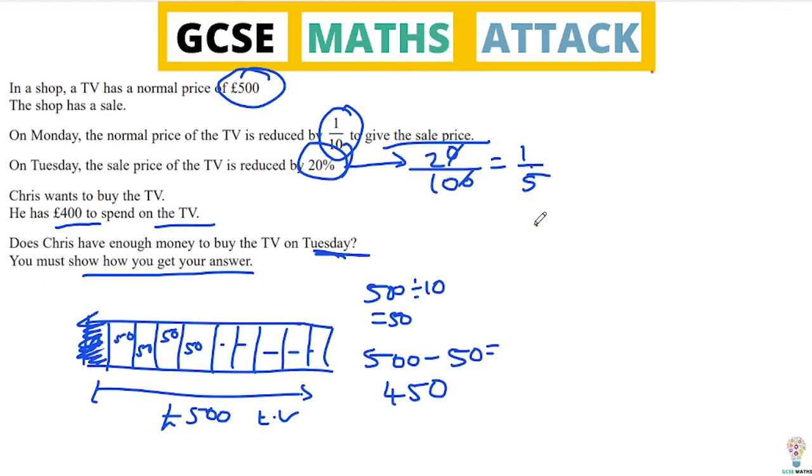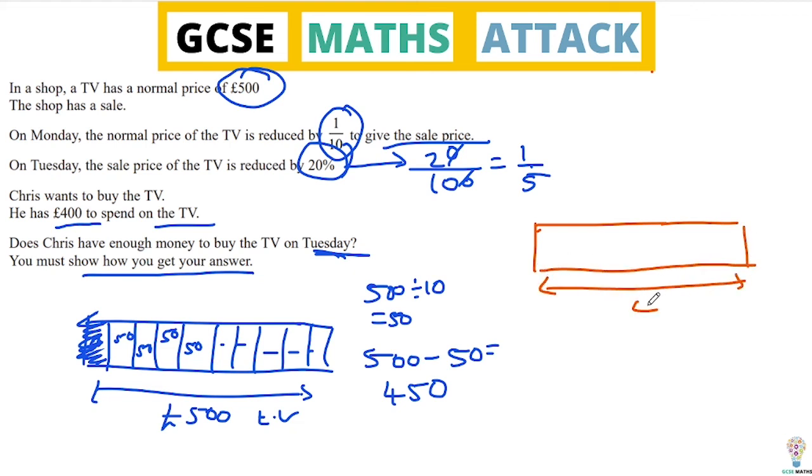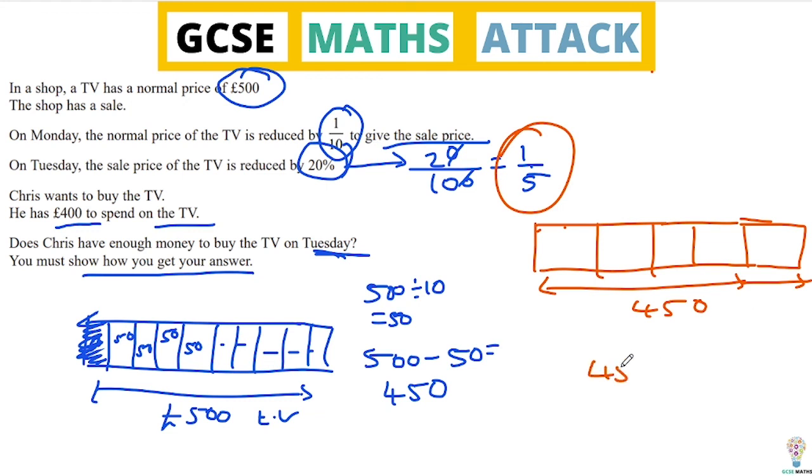So the next thing I'm going to do is redraw my bar, and this time it's going to be worth 450. So my bar has reduced slightly and it's now 450. I'm told it's reduced by 20%, which is another way of saying 1/5. So I'm going to split this into 5 pieces. £450, and I'm going to do 450 divided by 5.